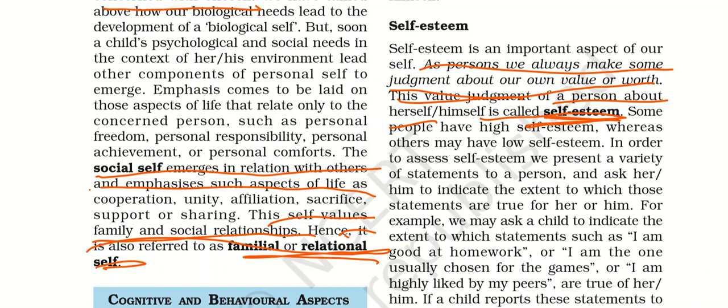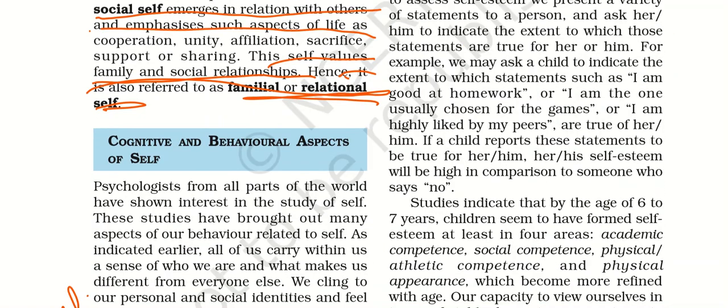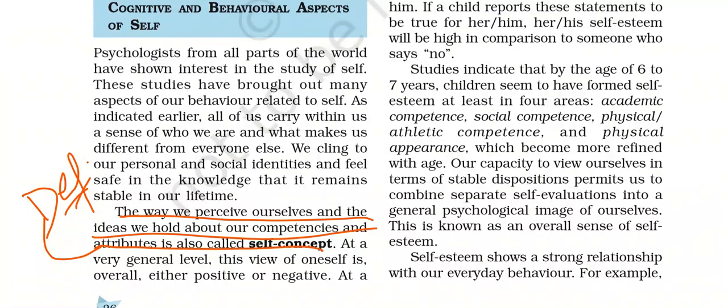If we are talking in terms of students, studies indicate that at the age of 6 and 7 years, children form their self-esteem, and it is based on their academic competencies, social competencies, physical and athletic competencies, and physical appearance. These are the basic domains where kids usually form their self-esteem.